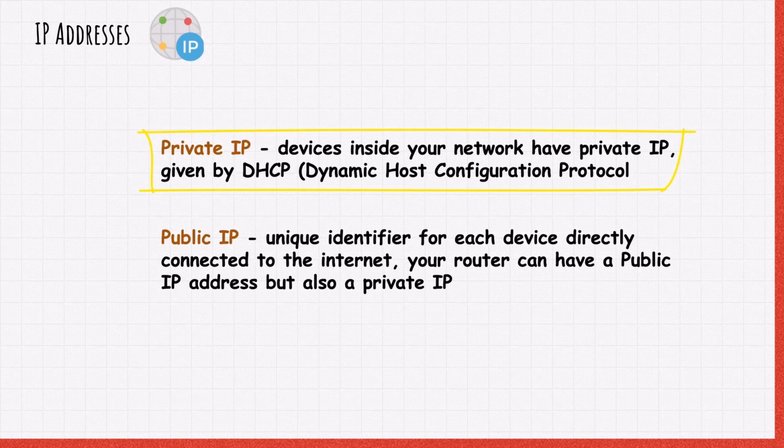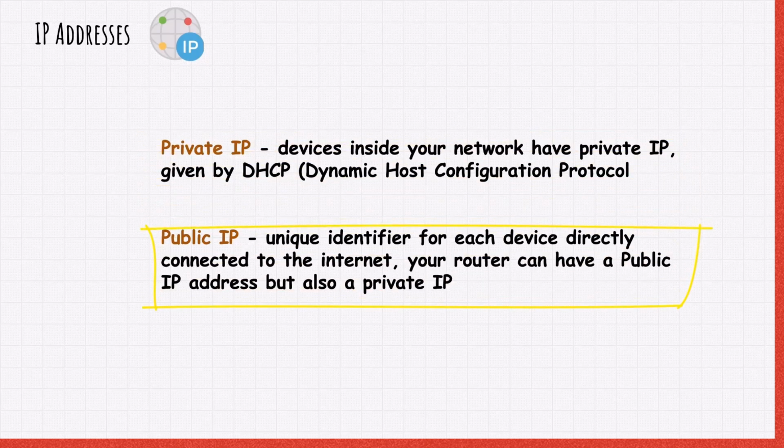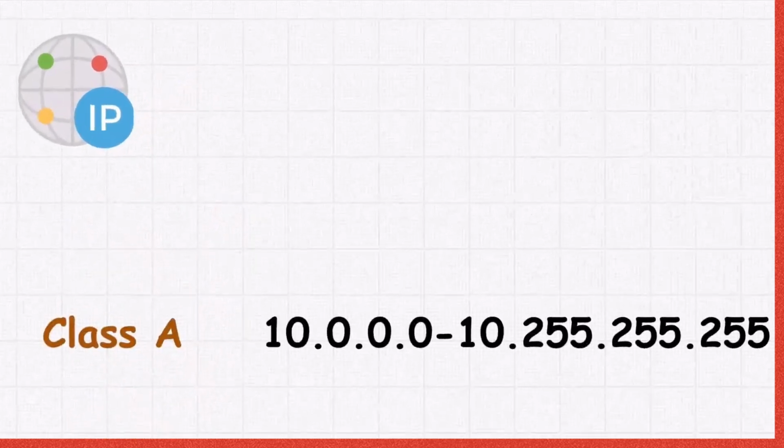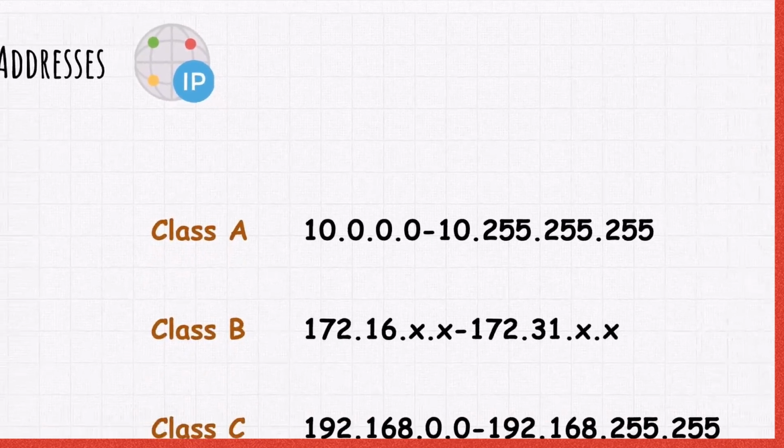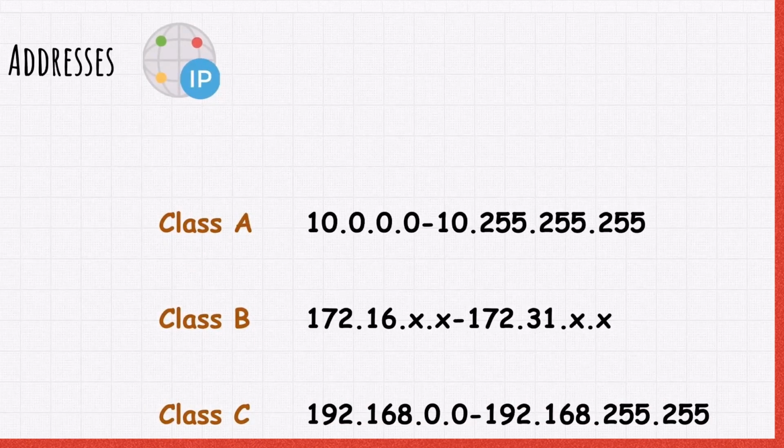Typically, your router will have both a private and a public IP, where the private IP will be for inside the network, while the public IP will be used to route traffic through the internet. The private IP addresses are given to you by DHCP, which is Dynamic Host Configuration Protocol, and they are not unique since they are the same in lots of local area networks. There are three main types or ranges of private IPs that we should be familiar with, and that is Class A, Class B, and Class C, and you can take a look at their ranges right here on the presentation.